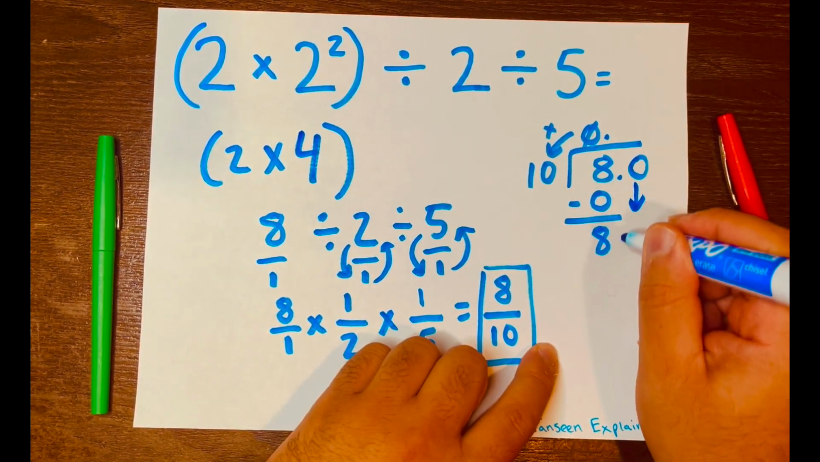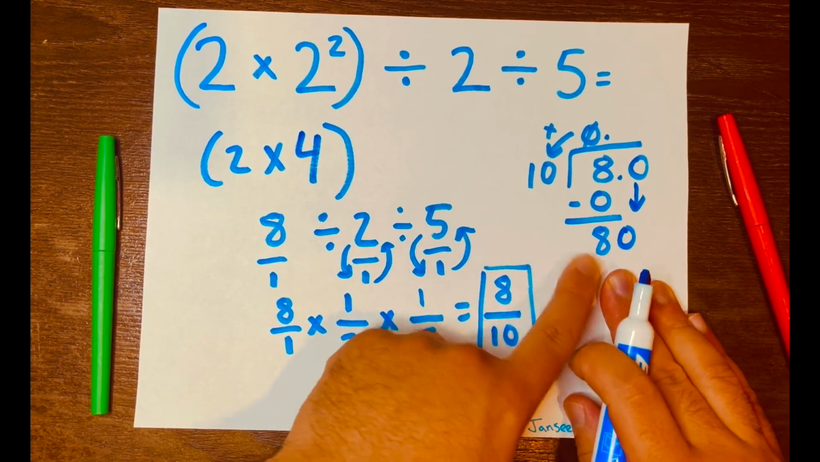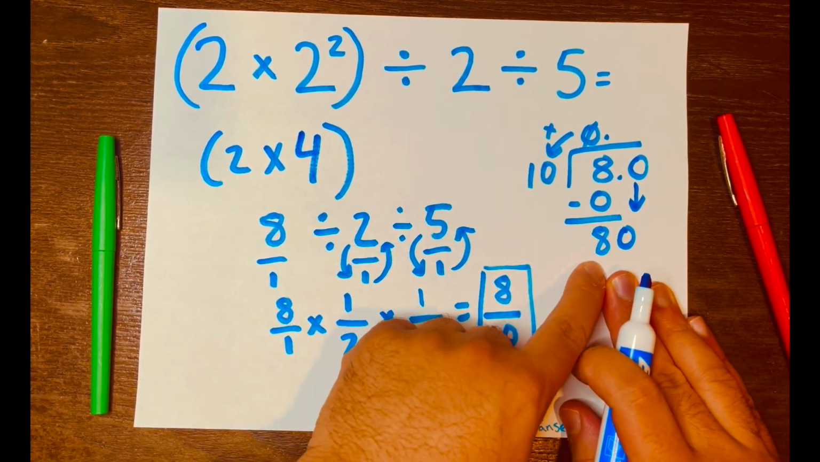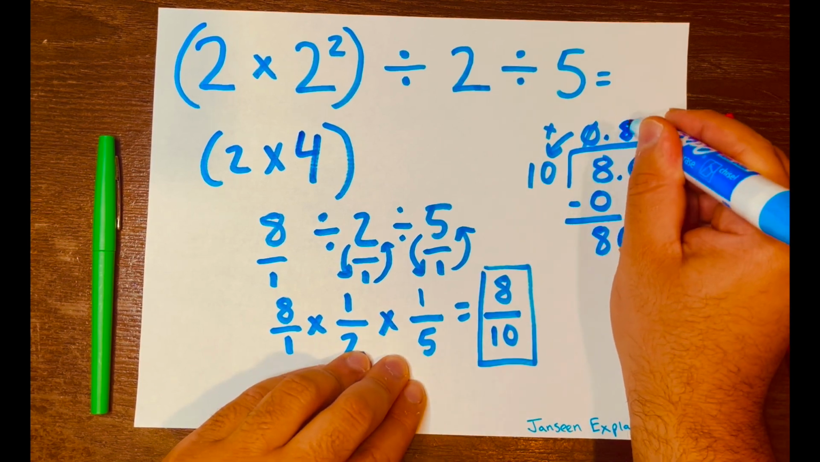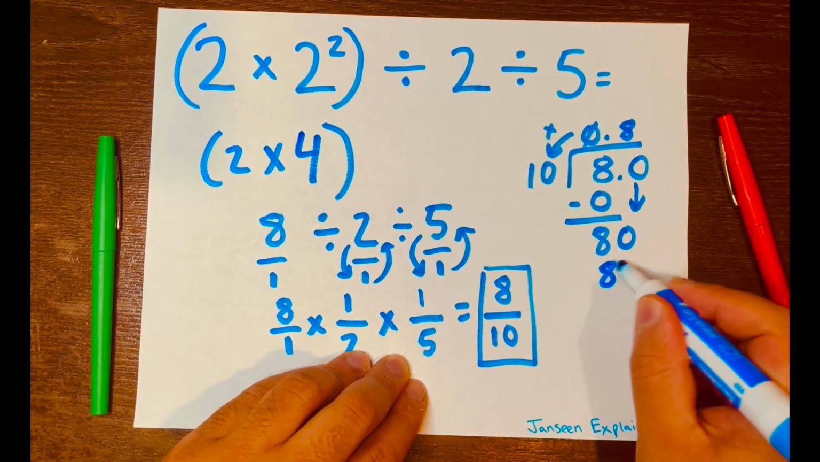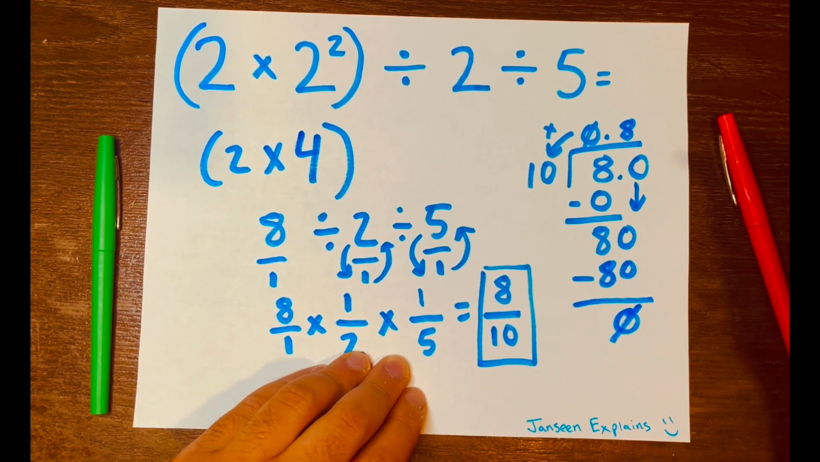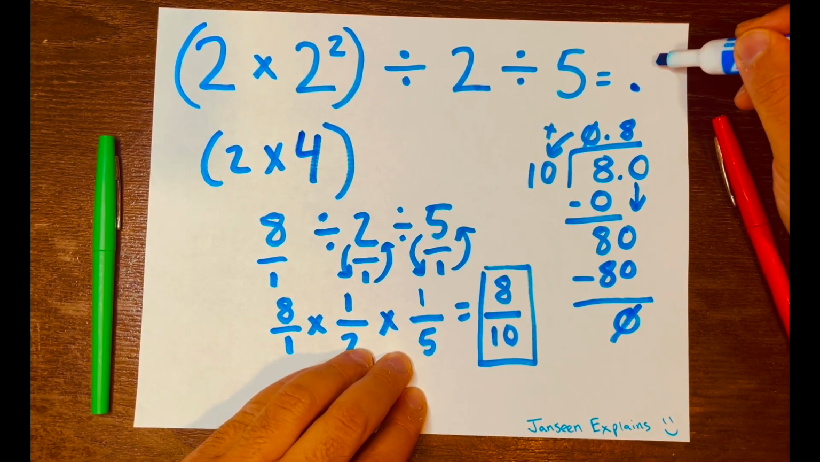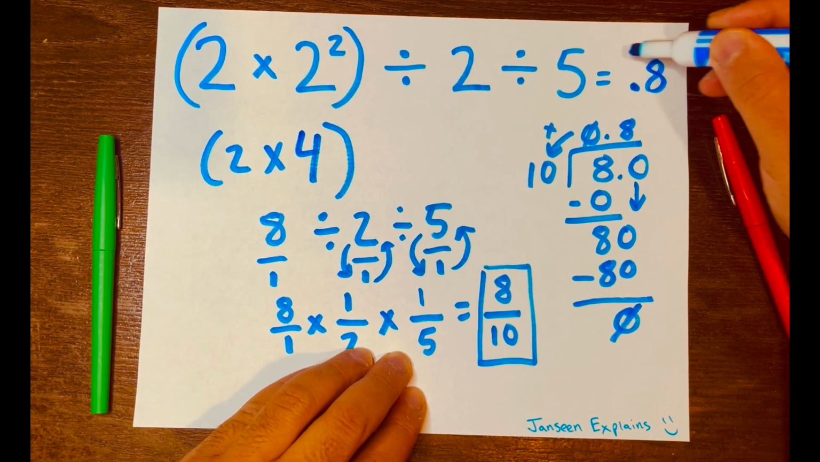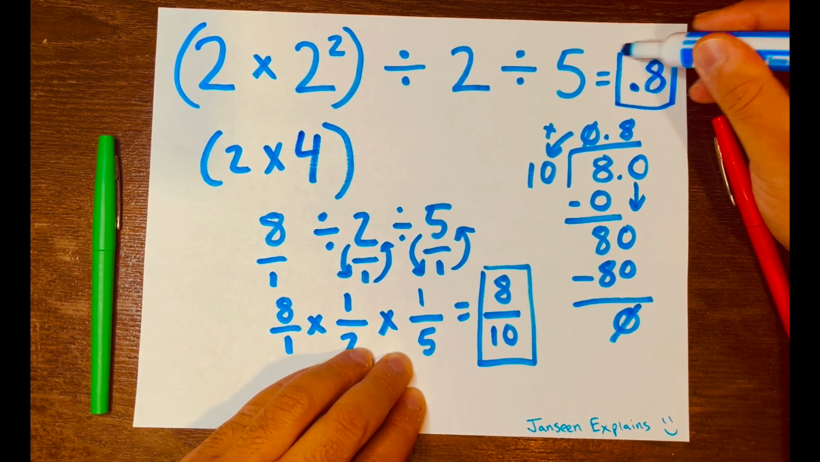Bring down the 0, give it to the 8. Now it becomes 80. How many times can 10 fit into 80? 8 times. 8 times 10 is 80. And 80 minus 80 is 0. So you have a decimal answer of 0.8. And there you go.